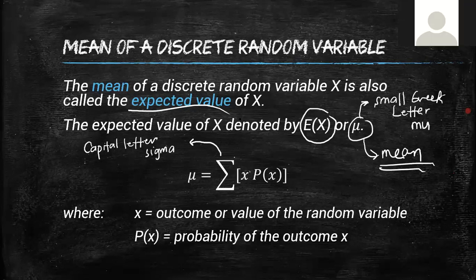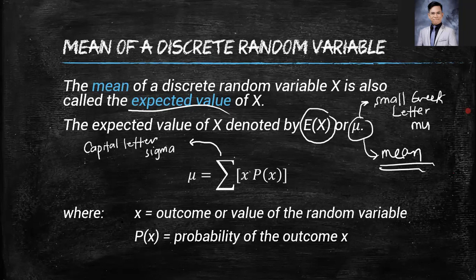Sir, sa summation ng pre-cal. Sino yung nagsabi? Angelic and Haley, sir. Haley. Okay, so that is correct. The capital letter sigma denotes the summation ng katabi niya. So ibig sabihin, hahanapin natin yung summation ng x times p of x.